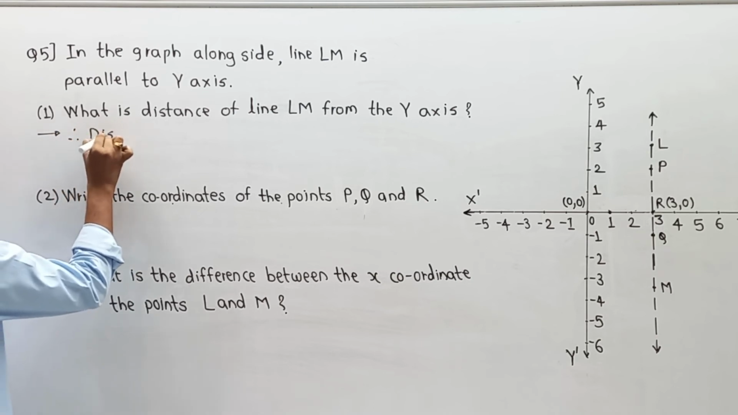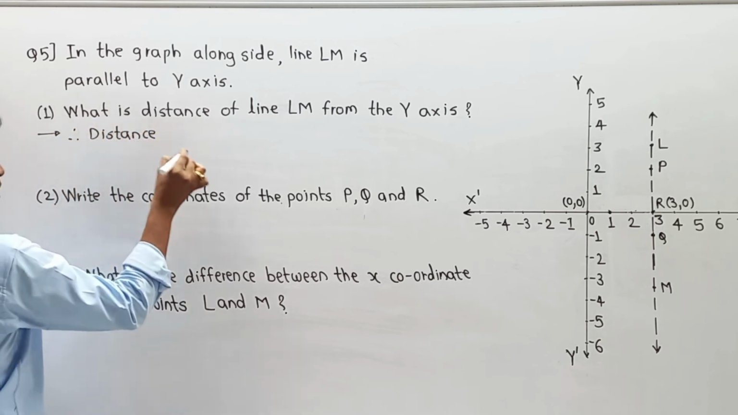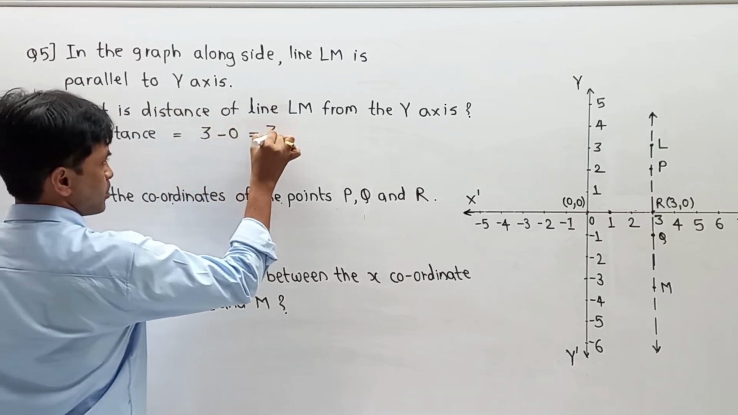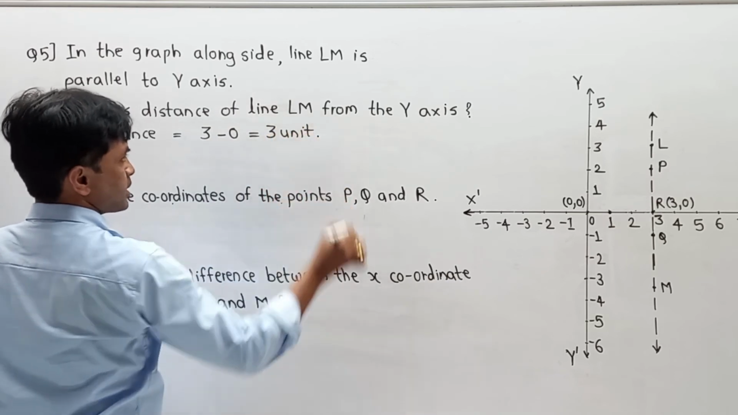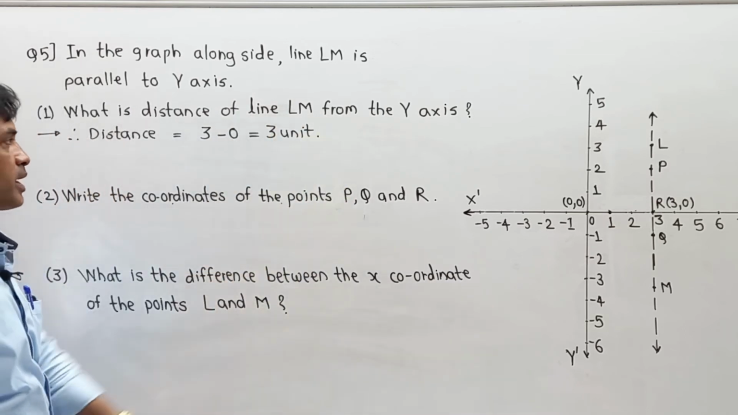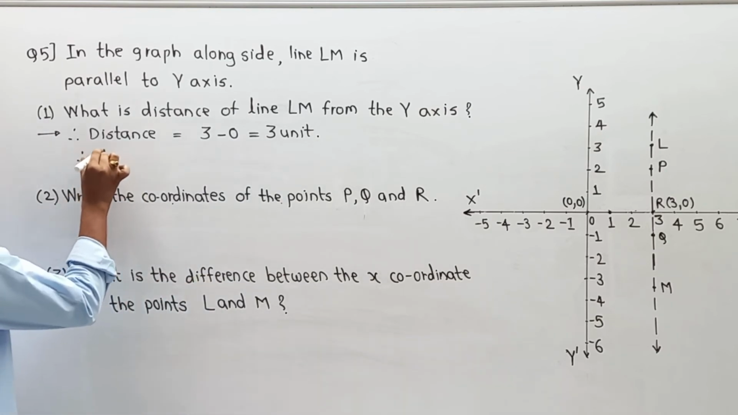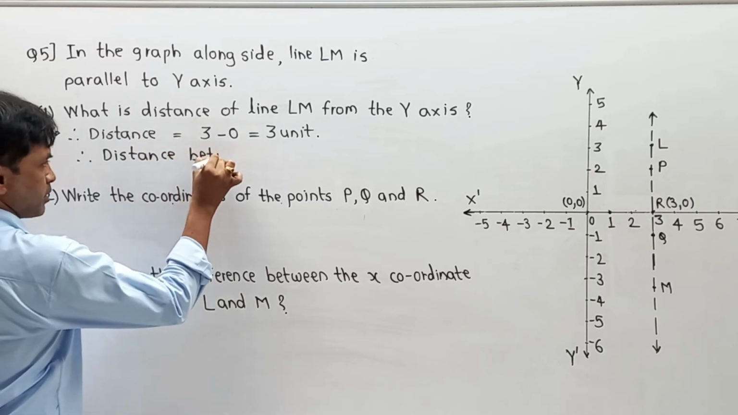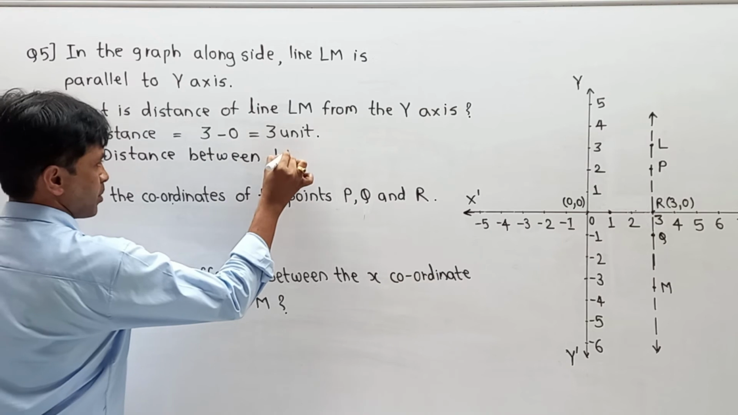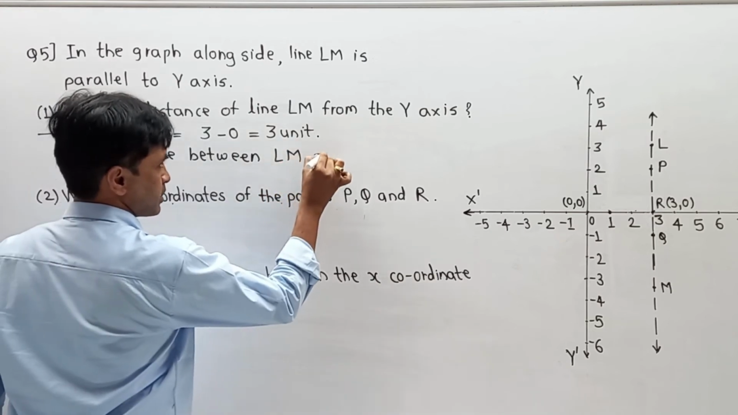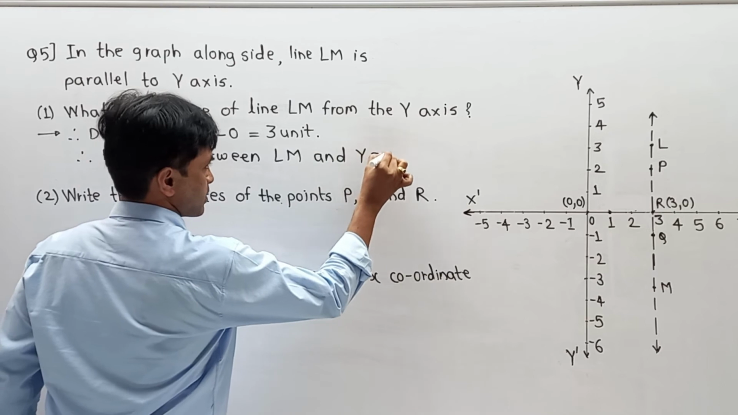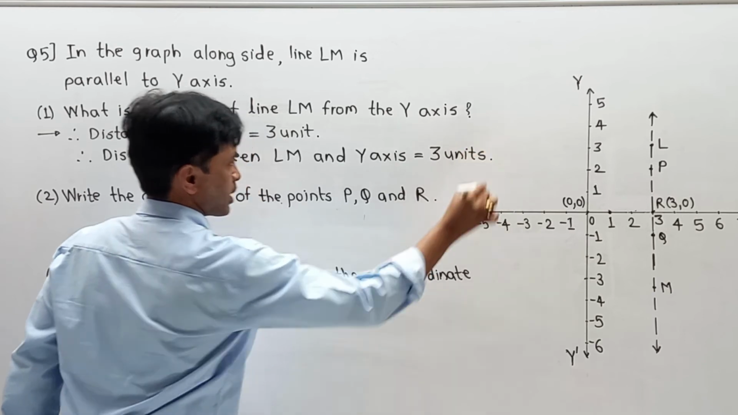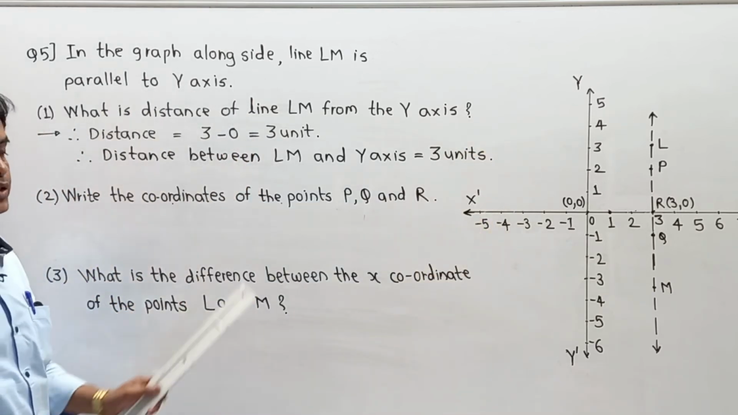Therefore, distance is equal to 3 minus 0, means 3 units. This is the distance between the line LM and the y-axis. Therefore, distance between LM and y-axis is equal to 3 units. And in this way, we have completed our first question.